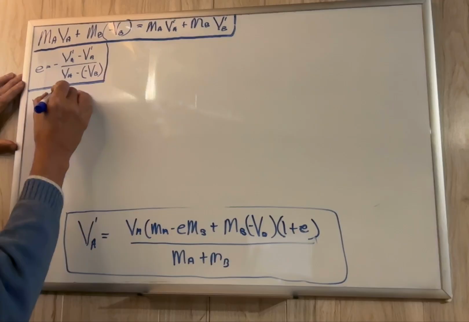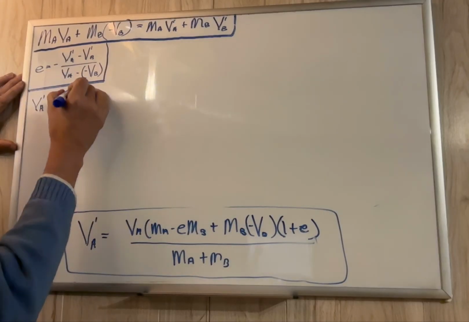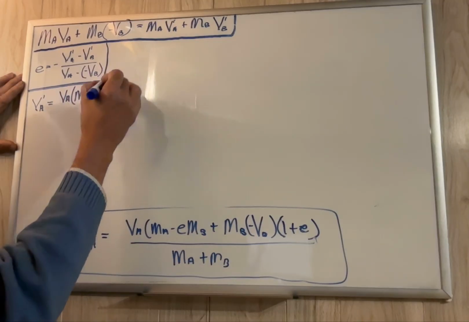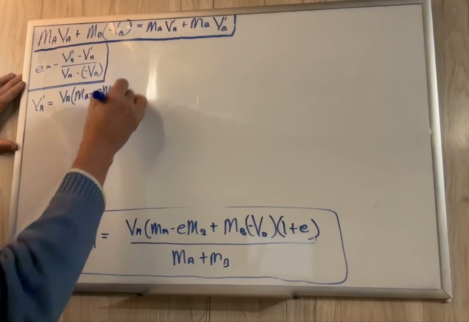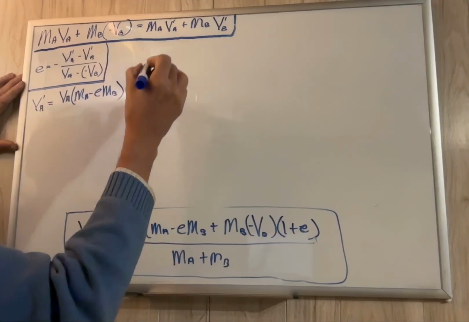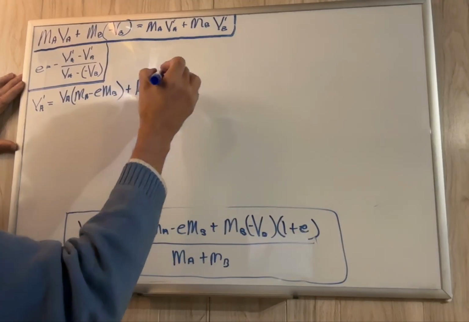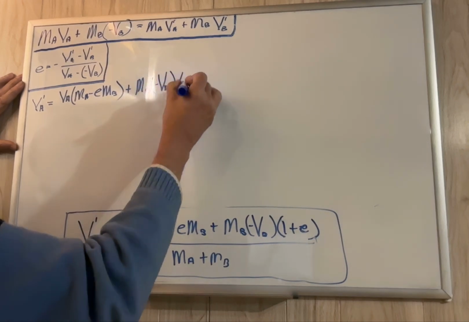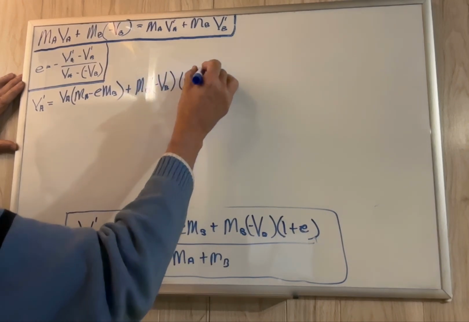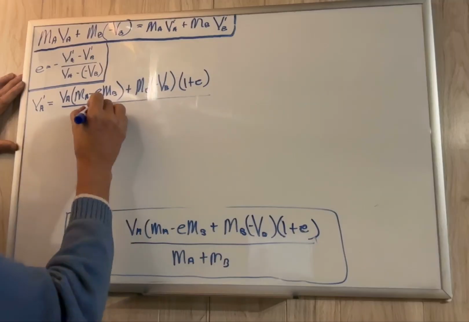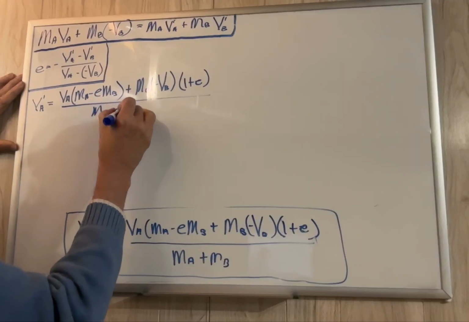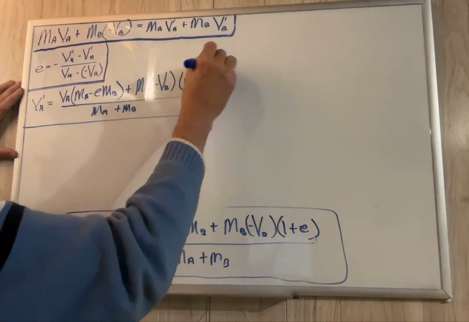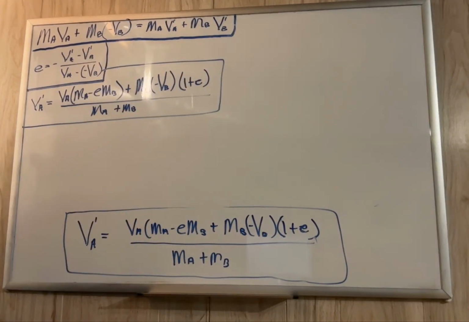V prime A is going to be equal to VA times (MA minus E MB), plus MB VB times (1 plus E), all divided by MA plus MB. This is a very important equation. We're going to be using this equation.